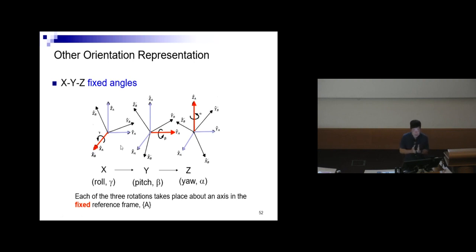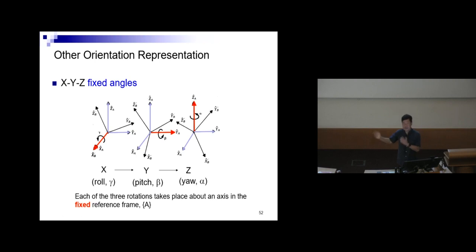The XYZ fixed angle representation assumes that the two frames, frame A and frame B, are initially aligned. You first do a rotation by an angle gamma, which is your rotation angle along the x-axis. After that, you follow by a second rotation by beta, which is the pitch, and then a rotation by angle alpha, which is your yaw. So you have your roll, pitch, yaw angles.